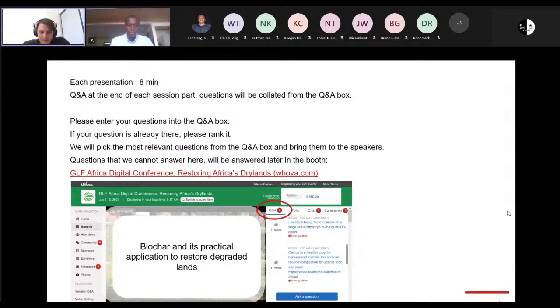Today's agenda will be in 3 parts. First, we address biochar production. Then we address the topic management of biochar and soils. And the third slot will be on the role of biochar in the broader context of dryland restoration and climate change.